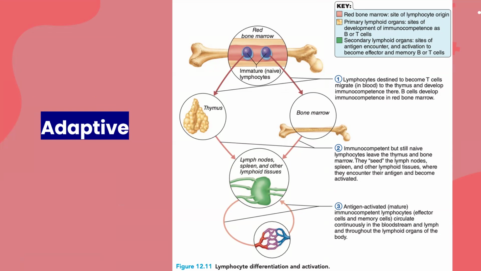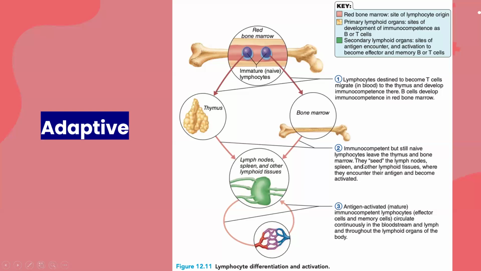The lymphocytes destined to become T cells will migrate to the thymus and develop immunocompetence. Remember, they will undergo positive and negative selection there, as well as the B cells develop immunocompetence in the red bone marrow. The immunocompetent cells, meaning yung mga graduate na from police academy, are still naive when they come out of the bone marrow and the thymus. Okay, the B cells and T cells that come out, they know how to catch a criminal, but they have never seen a criminal before, which makes them naive lymphocytes.